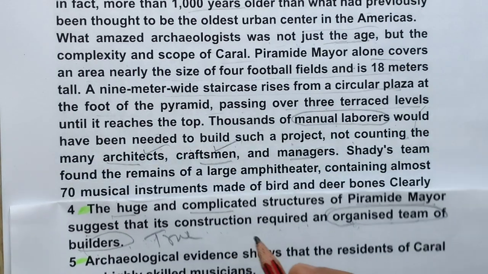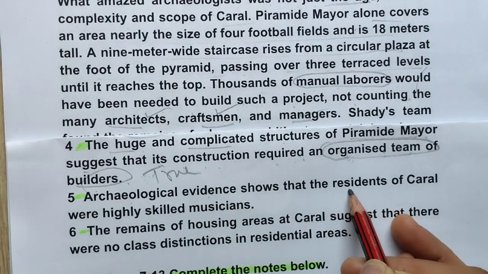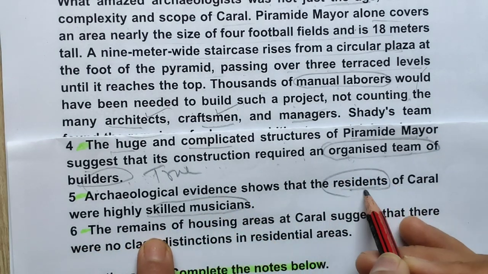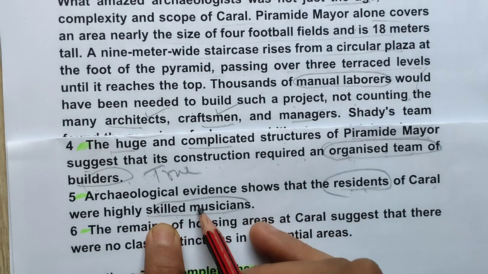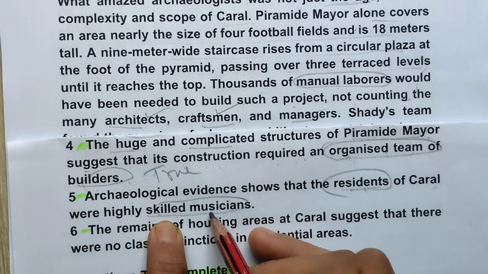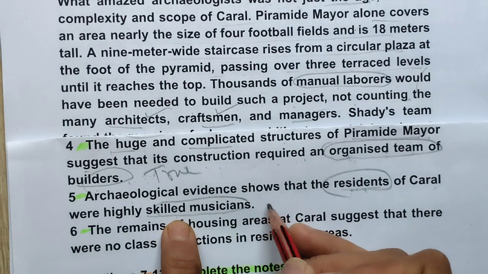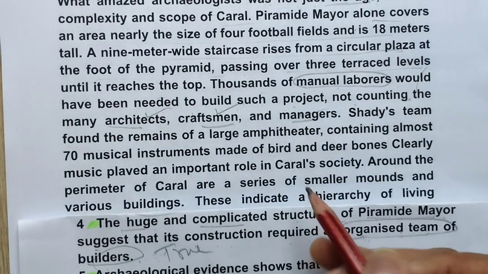Okay, so next, fifth number question. Archaeological evidence shows that the residents of Caral were highly skilled musicians. If they were highly skilled musicians, then true. If they were not, if they were farmers or something else, then false. And if they are not talking about music at all, then not given.